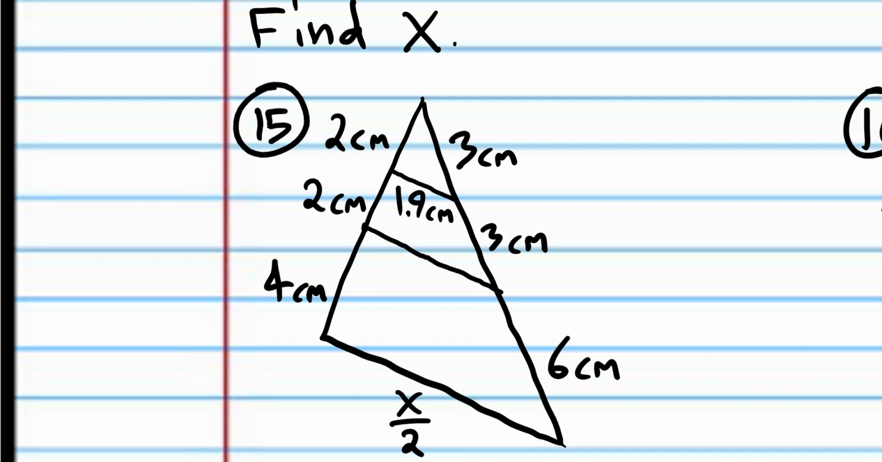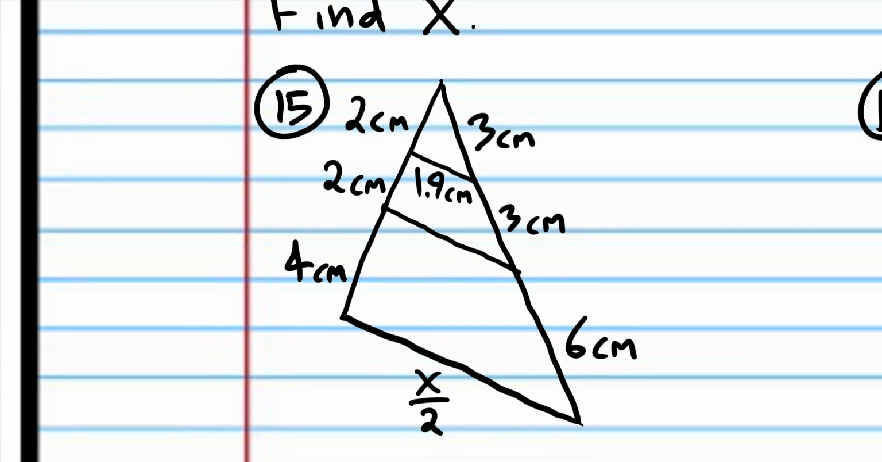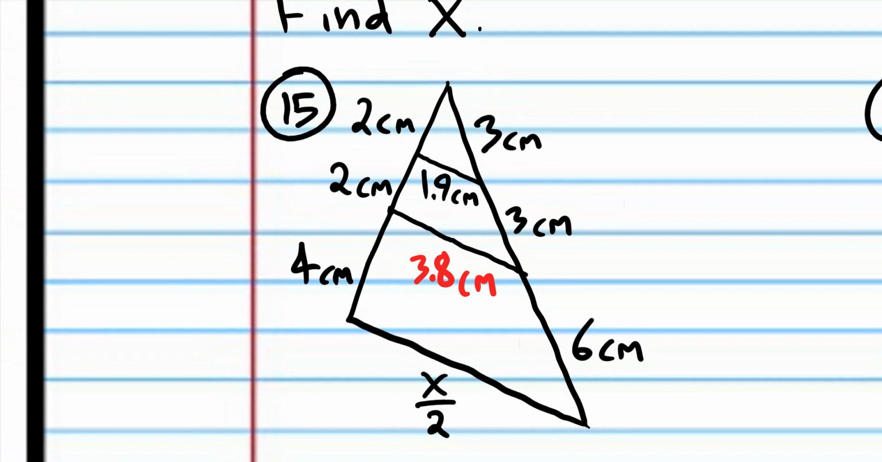If it's a midsegment, that means that this length must be double this length. So this length must be, I'm going to write it in red, this length must be 2 times 1.9. It would be 3.8 centimeters. And now, if we analyze further, we can see that this length, which is 2 plus 2, do you see why that length is 2 plus 2? This length is 4, and this length is 4.